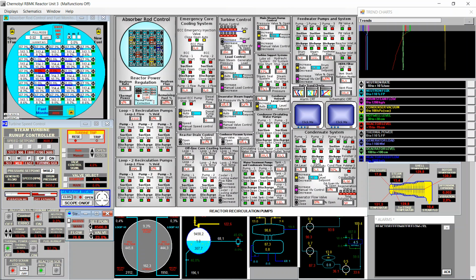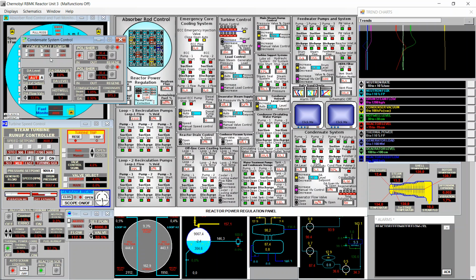To 8000. I will try to close the generator brake now. No. But what? Am I missing something?